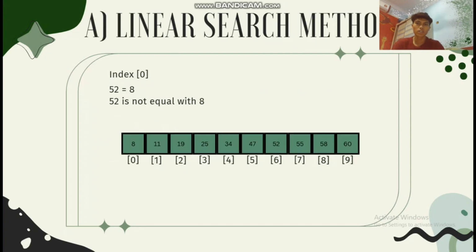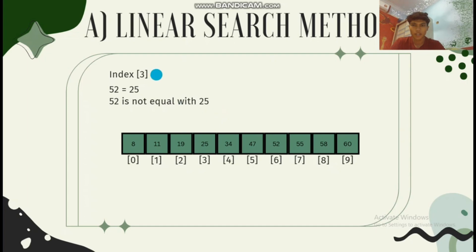Now we go to the answer for the linear search method. First, we search for 52 at index 0. Index 0 is 8, so 52 is not equal to 8. Now we go to index 1, which is 11. 52 is not equal to 11. Then we go to index 2. Index 2 is 19, so 52 is not equal to 19.